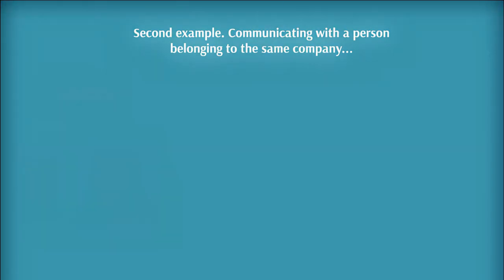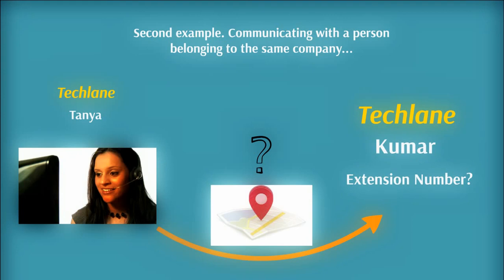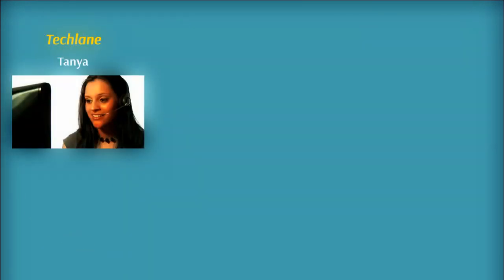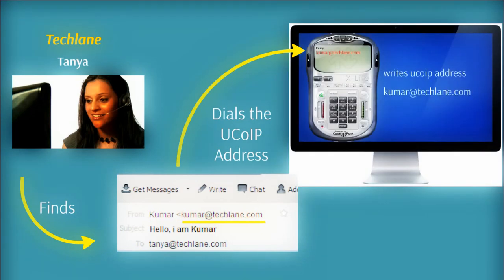Second example. Communicating with a person belonging to the same company. Let's imagine TechLane is a company with 500 co-workers. And Tanya is one of the secretaries. Tanya needs to call Kumar, the new colleague from the sales department. She doesn't know his extension number, nor if Kumar is at the company, but she remembers that she received the welcome email, which Kumar sent, presenting himself to his colleagues. She copies the UCOIP address from the email, and calls him via soft phone.